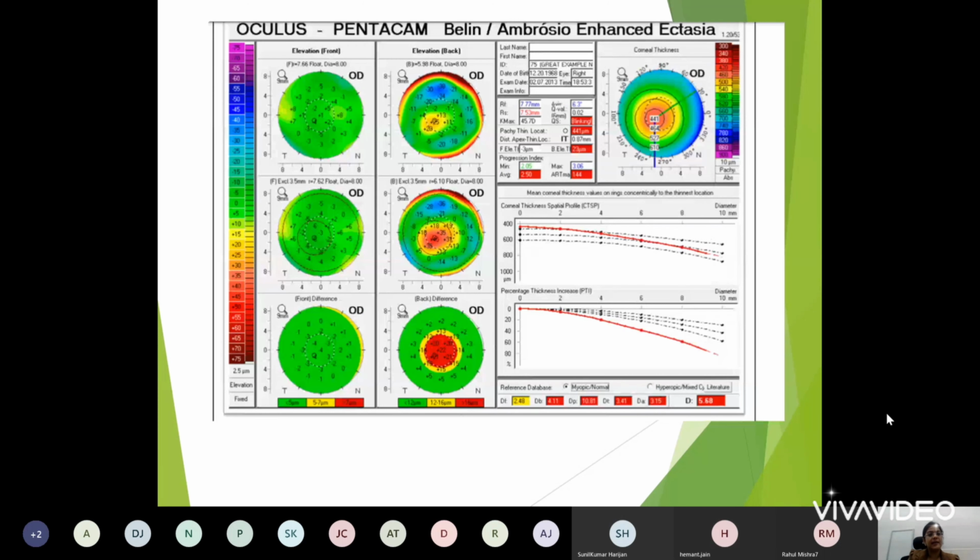So this is the enhanced ectasia best fit sphere, and as we all know, this is anterior float, posterior float, and this 3 mm best fit sphere, it removes the 3 mm, and this is the final result which is shown at the lowermost, which shows the elevation.